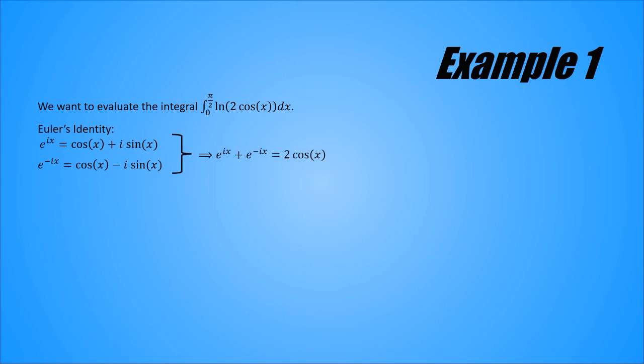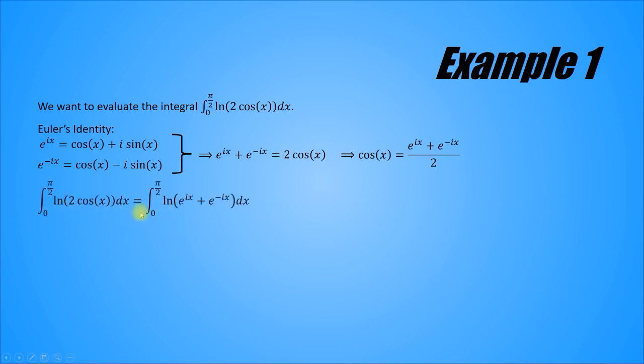Now, if I add these two together, I get e to the ix plus e to the negative ix on the left. And on the right, these two terms cancel out and I get 2 cosine x. If I solve this for cosine x by dividing by 2, I get that the cosine of x equals e to the ix plus e to the negative ix over 2. And I'll be using this identity to correct the integral at the top of the slide.